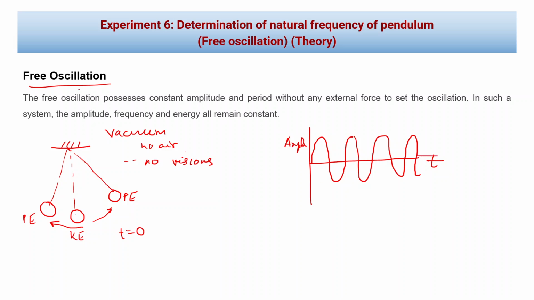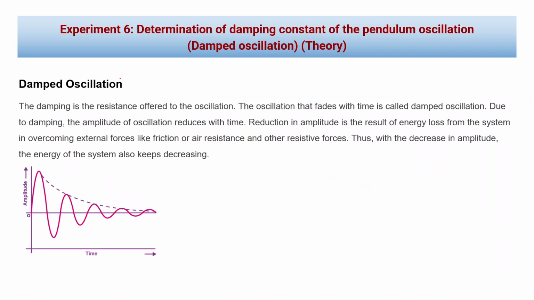So when this happens, it's called a free oscillation. But now we know, when the same experiment happens in our experimental lab, there is no vacuum, there are air particles, there is air resistance or viscosity. Because of this viscosity, there is viscous force, and eventually this motion of the simple pendulum will come to a stop.